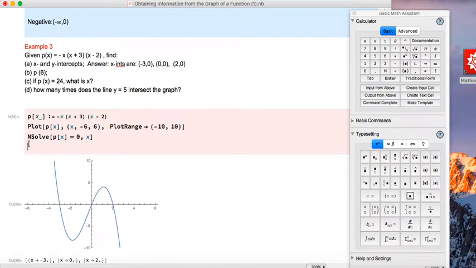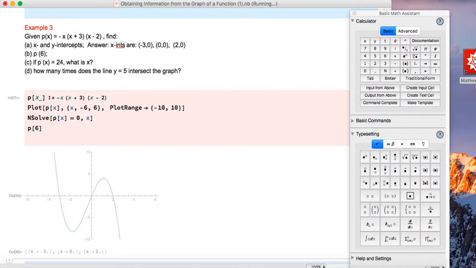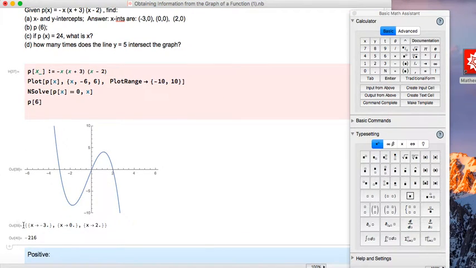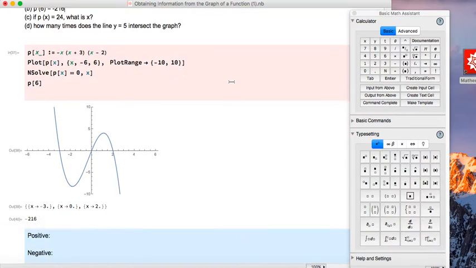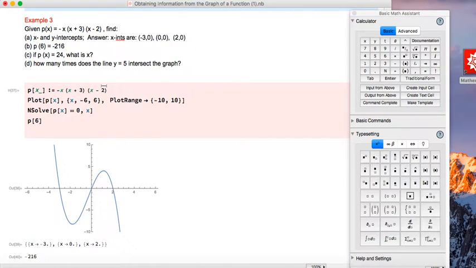Now we want to find p of 6. P of 6 is negative 216. So here p of 6 is equal to negative 216. Now we want to find where p(x) equals 24. So we use solve, for x, p(x) equal to 24.